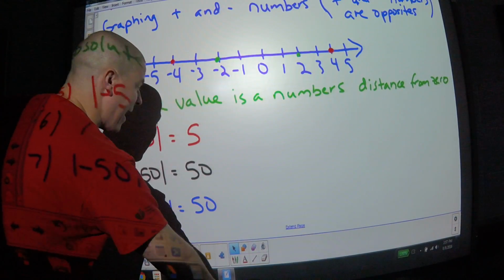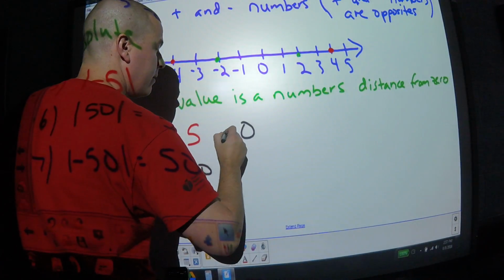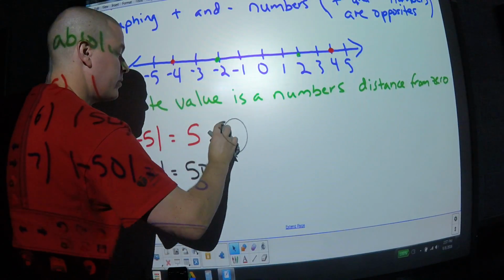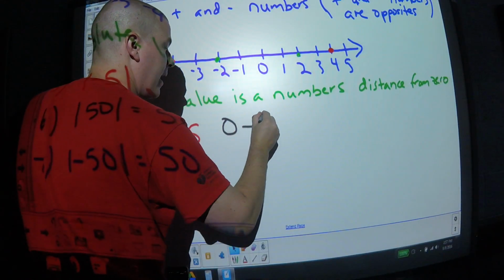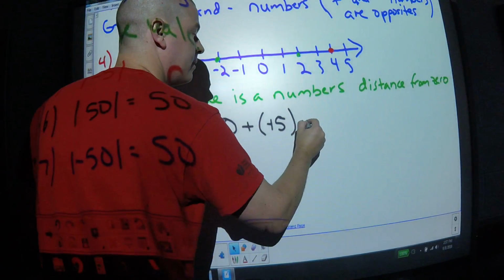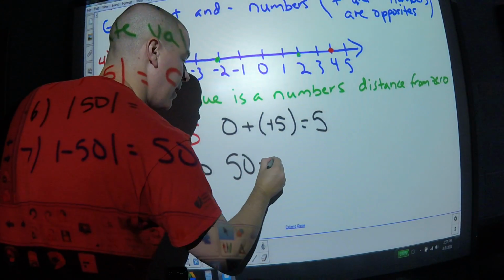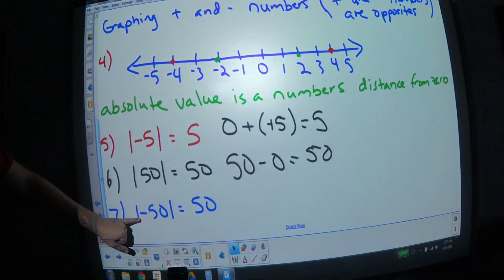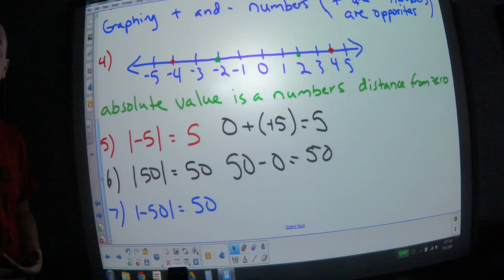And if you want to see mathematically what that means, okay, what is the distance from negative 5, whoops, wrote that wrong, the distance from 0? Well, you would say 0 minus a negative 5. And we haven't got here yet, but that would be positive 5. Or here, 50 minus 0 is 50. Okay? Same thing here. Negative 50. What is the distance of negative 50 from 0?